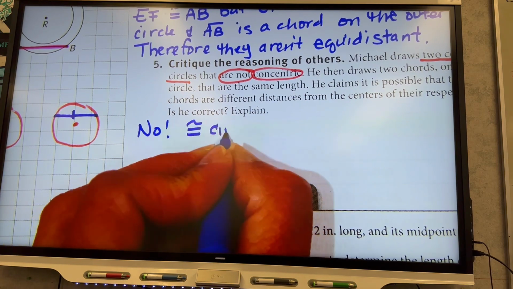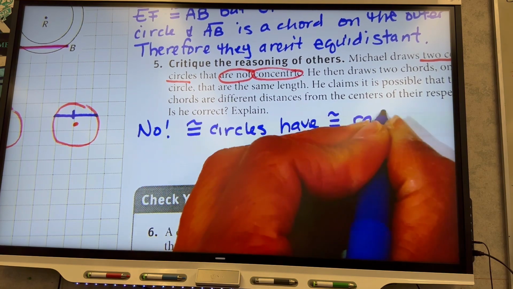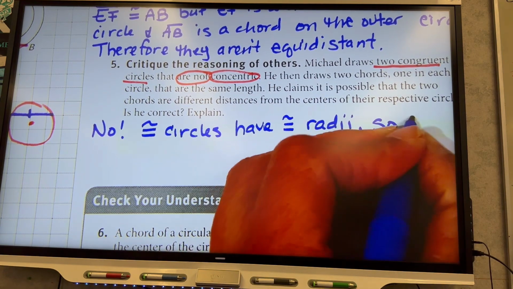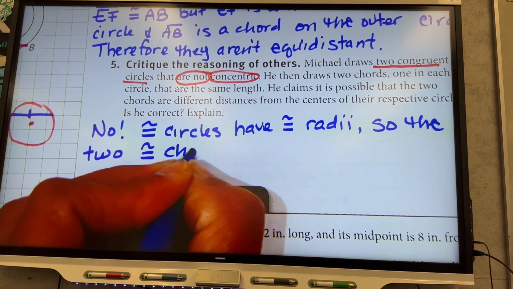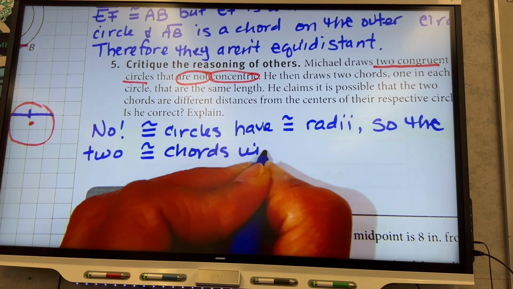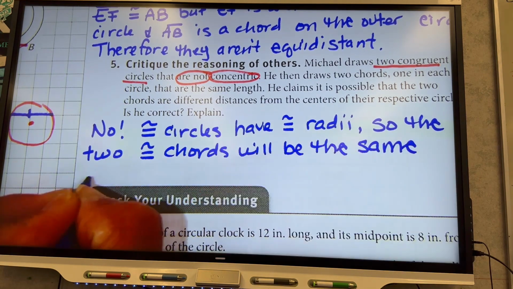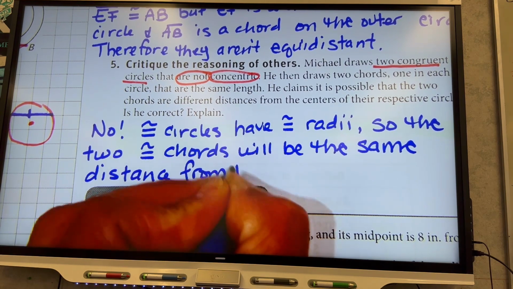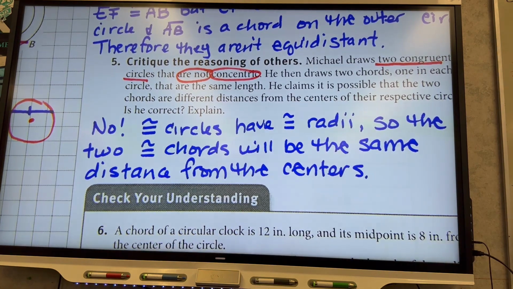Congruent circles have congruent radii. Remember that's plural for radius. So the two congruent chords will be the same distance from the centers. Centers, not center, because they're two separate circles, but they are equal in size.